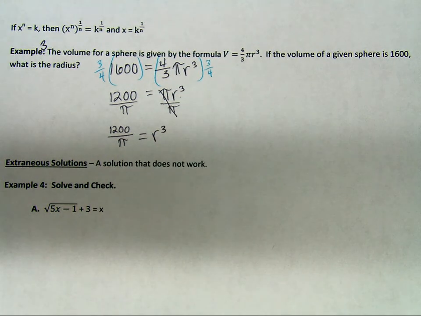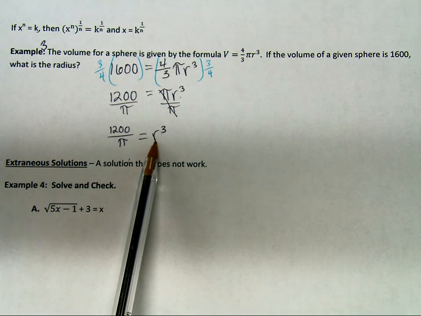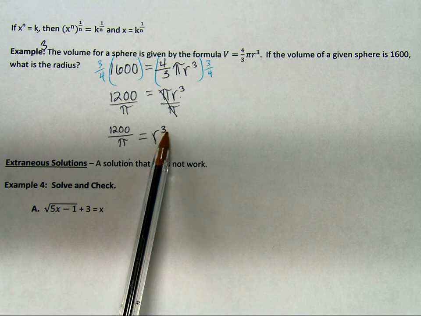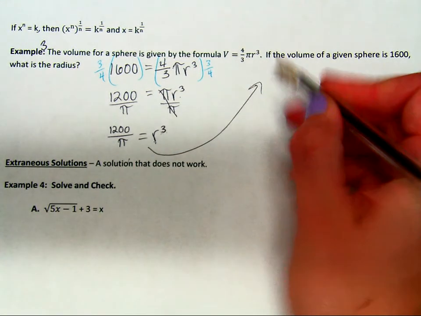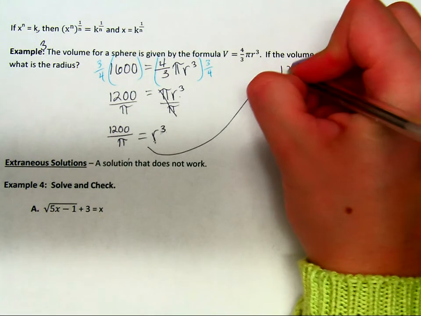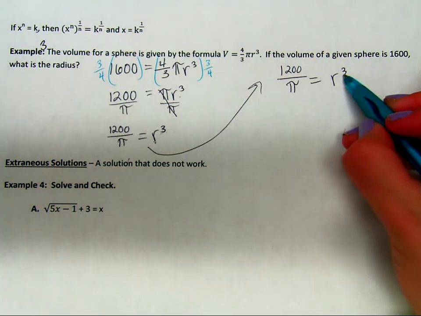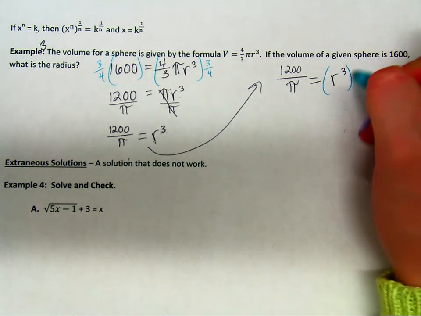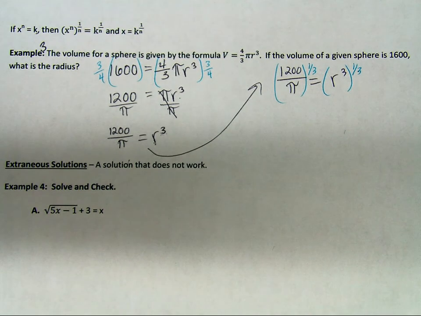So now 1200 over pi is just a number. It's a decimal, but now it's in the form of what we have up here. So what I'm trying to solve for is r, and it's now raised to the 3rd power. So if I raise both sides to the 1/3 power, I'll do that over here. So that gives me 1200 over pi equals. To get rid of this 3rd power, I'm going to raise it to the 1/3 power, because 3 times 1/3 is just 1. So that's going to leave me with r to the 1st power.